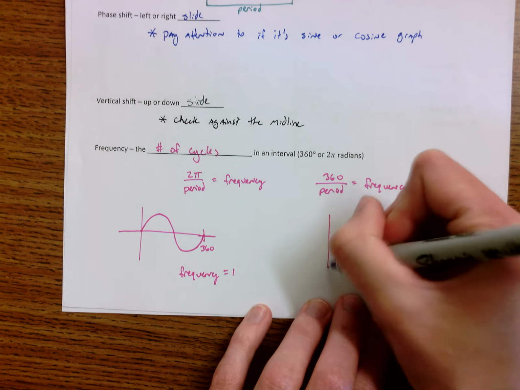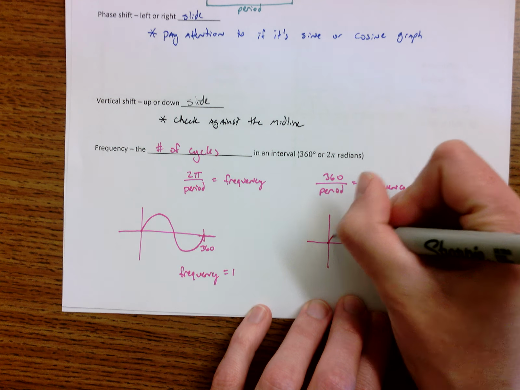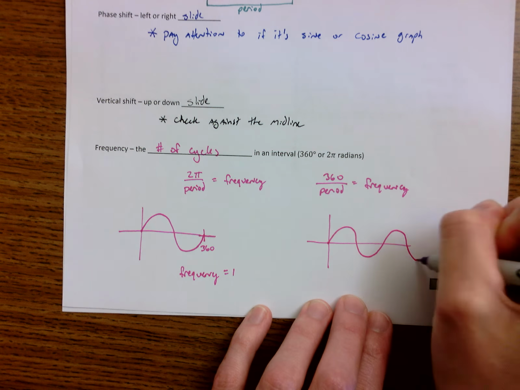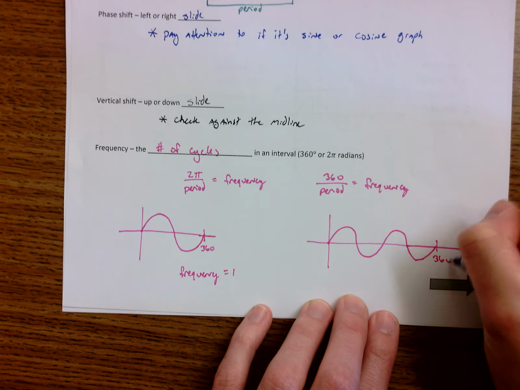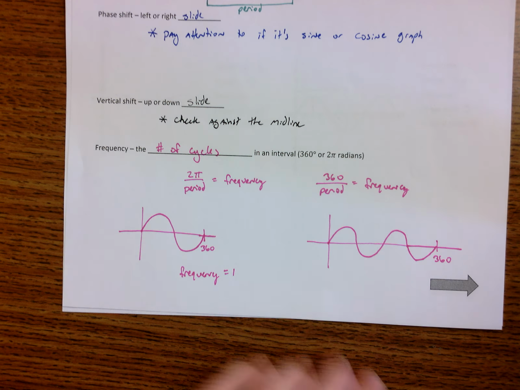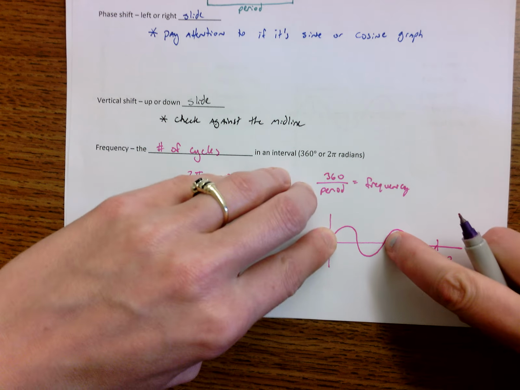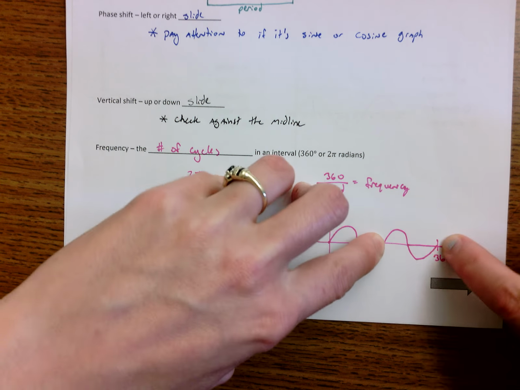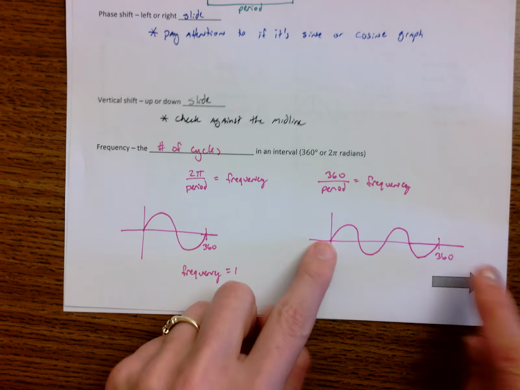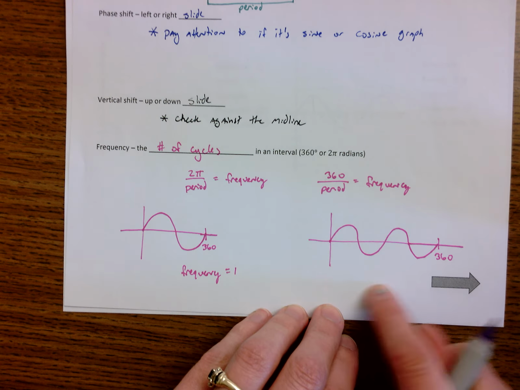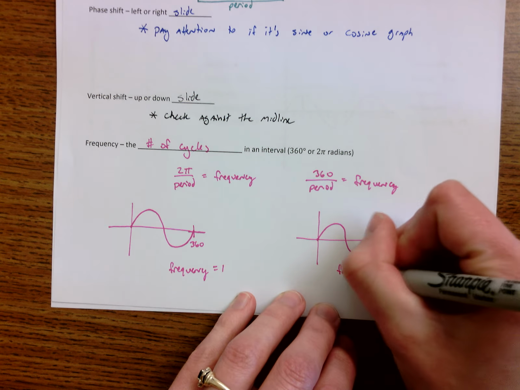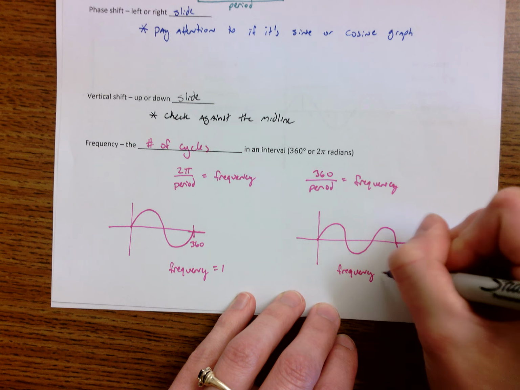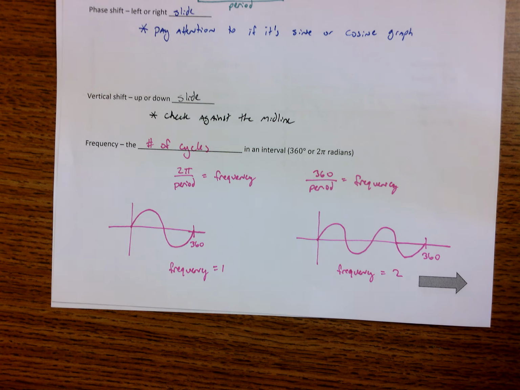As a different example, if I gave you a graph like this, and again, I'm not going to draw quite the whole thing, and I told you that this is where 360 is, then I would look at this and say, here's one complete cycle, and then from there, here's a second complete cycle. So between 0 and 360, there's 2 complete copy pastes of this graph. So my frequency is going to be 2. That's what this is going to look like.